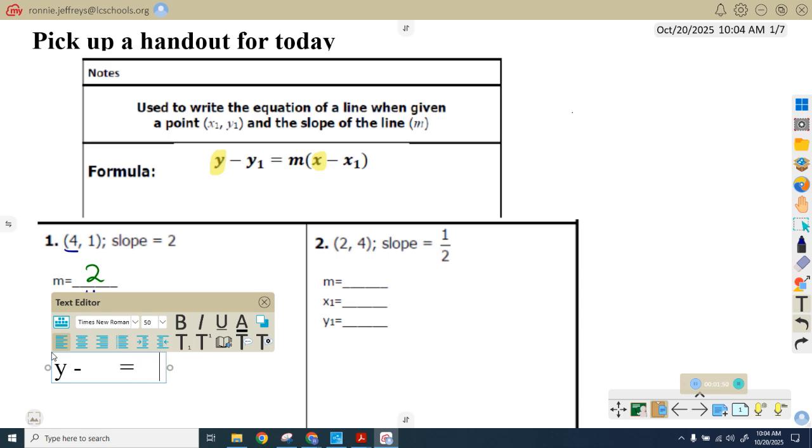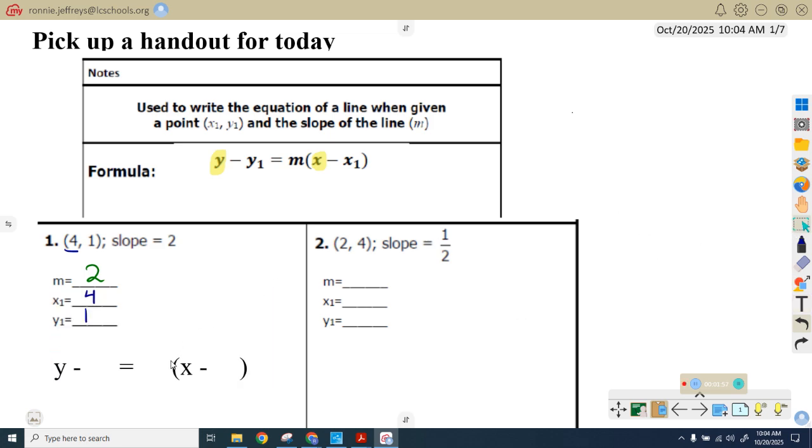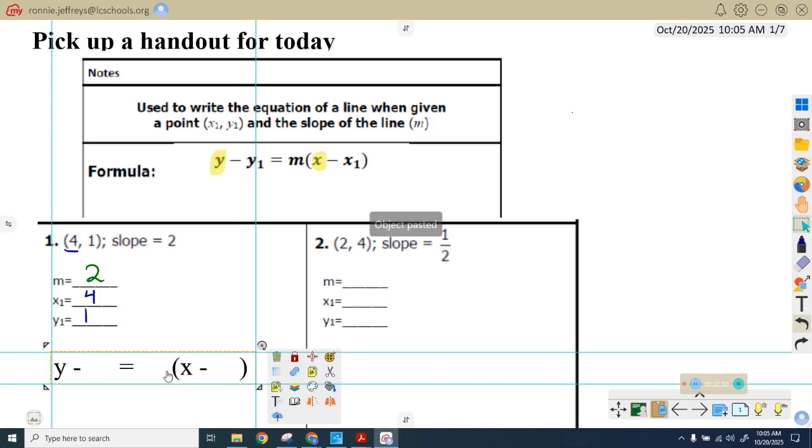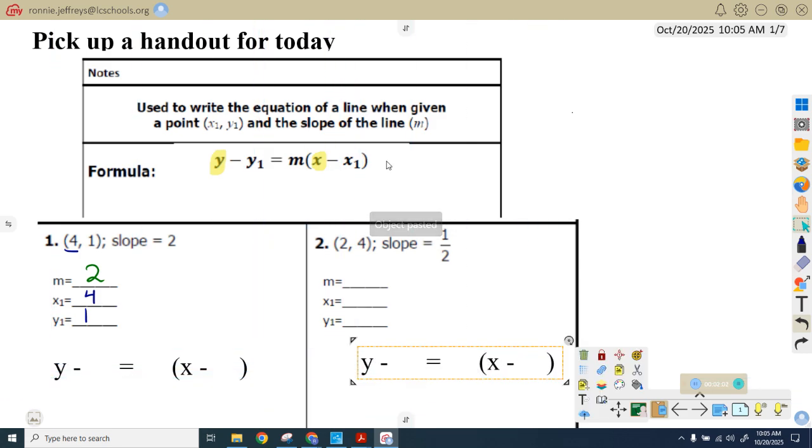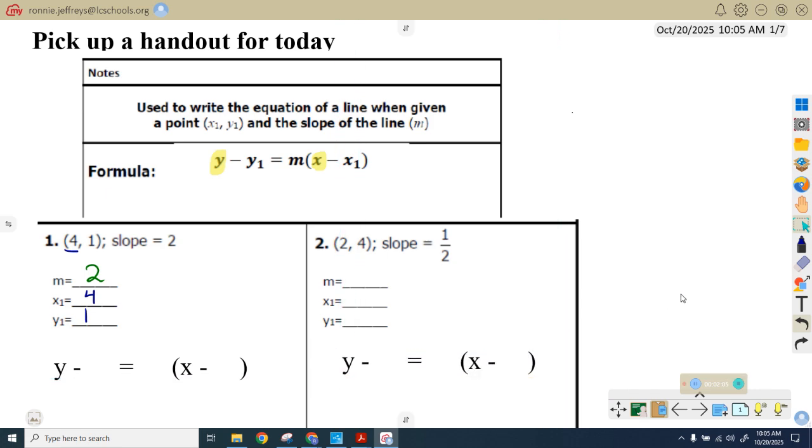Wrong one. All right. That's basically our little formula from right here with enough space for us to put stuff in. All right. So, our x1 and y1, well, x1 is 4, it goes here. y1 is 1, it goes here. My slope is 2, it goes here. That's all we have to do right now.